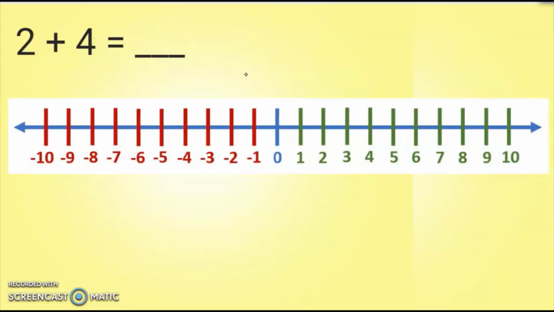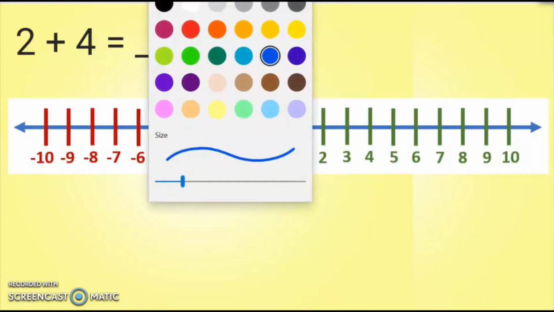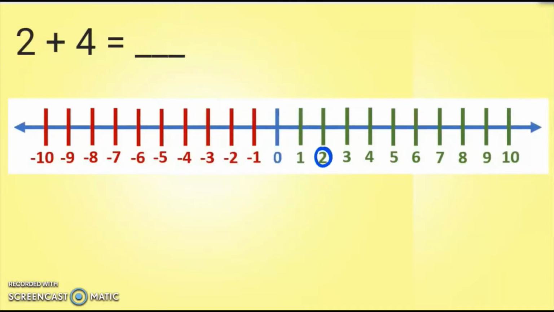But how do we show that answer using the number line? So from the number 2, we will make 4 steps to the right. So 1, 2, 3, 4. And we see that we landed at the number 6.